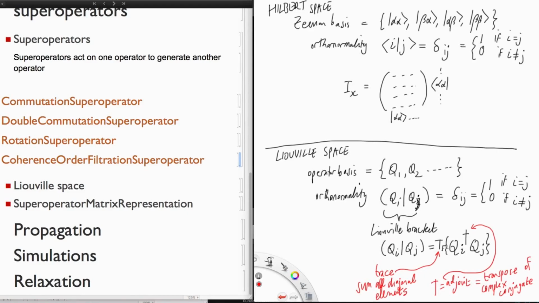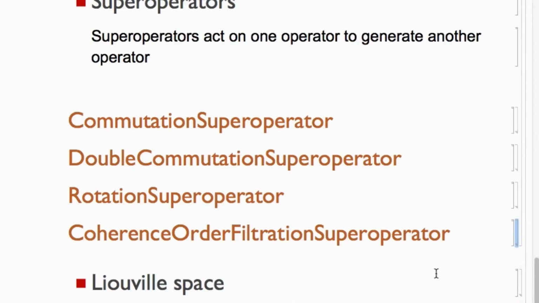So this is very technical mathematics. We don't really need to worry about it because SpinDynamica just handles that for us. But the point here is that you can then represent a superoperator as a matrix in Liouville space, just like you can represent an operator as a matrix in Hilbert space. So let's see some examples.